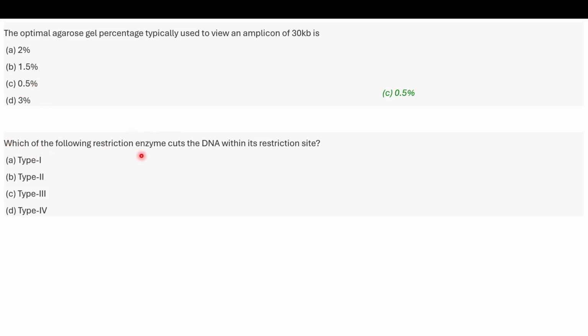Now, which of the following restriction enzymes cuts the DNA within its restriction site? Does anyone remember? We will be summarizing this again as well. Yes, it will be type 2.